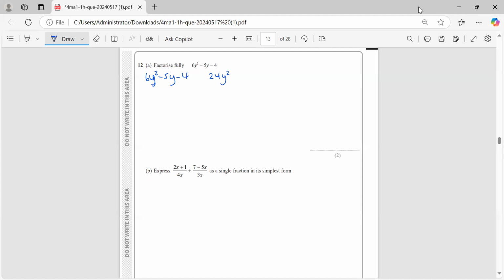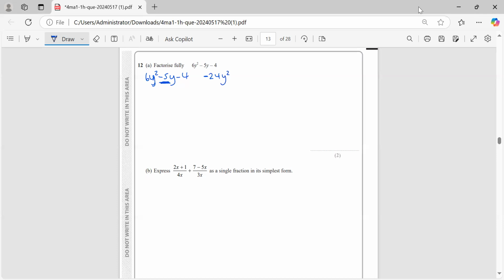So you're going to get minus 24y squared, right? And then you're going to look for two terms such that if you add them, they're going to give you minus 5y, and if you multiply them, you're going to get minus 24y squared. So 6y squared times minus 4 is minus 24y squared, by the way. All right, so I'm going to look for two terms such that if I multiply them together, they give me minus 24y squared. If I add them together, I get minus 5y.